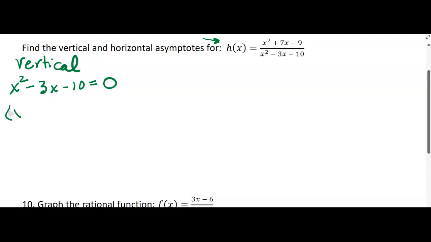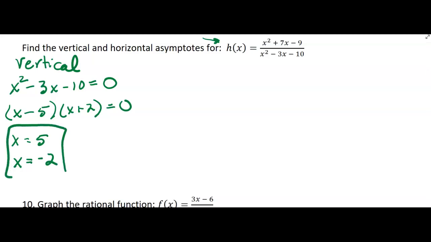Now in this case it factors into x minus 5 and x plus 2. So that means there are two vertical asymptotes, one at x equals 5 and one at x equals negative 2. So those are the two vertical asymptotes.